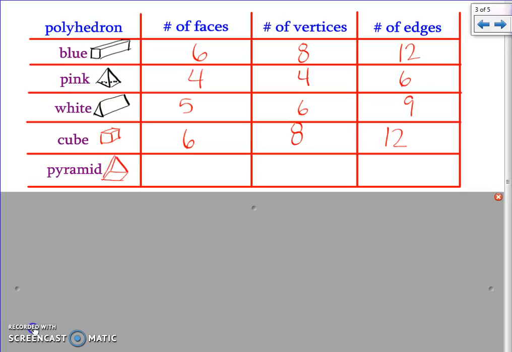Yeah, this one has a square bottom. So it looks like this. So imagine this one, how many faces does it have?